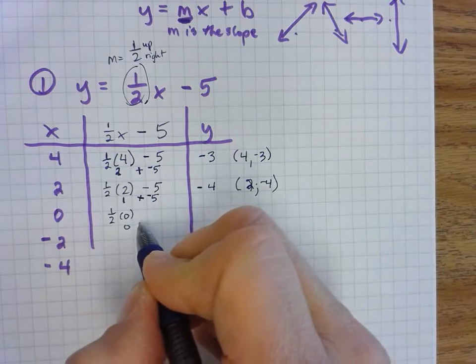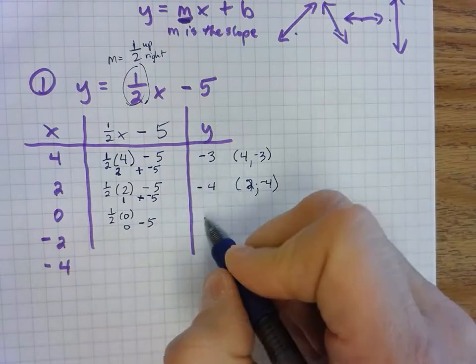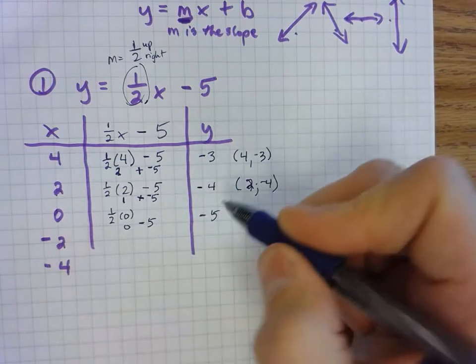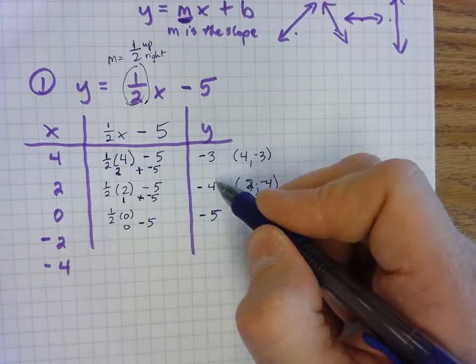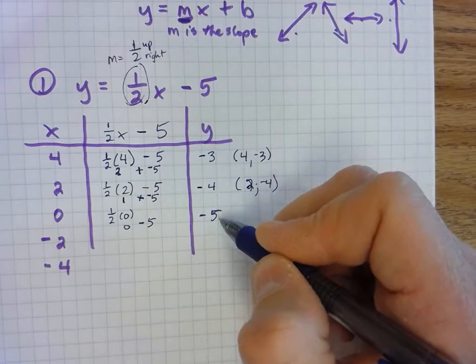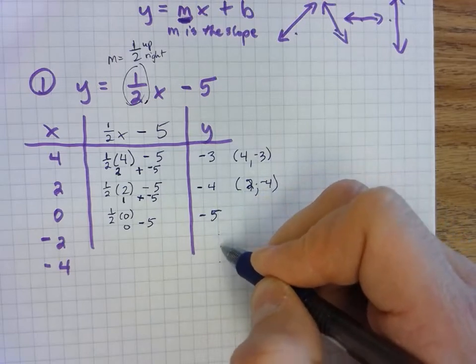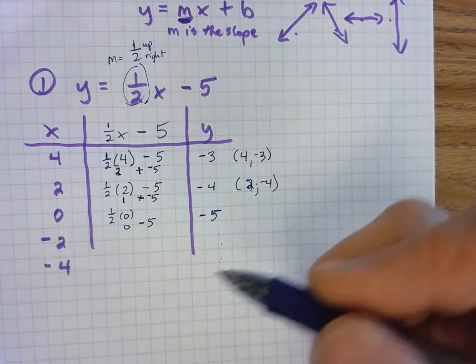0 minus 5, easy enough. 0 minus 5 is negative 5. You probably see a pattern developing over here. We got negative 3 for that one, negative 4, negative 5. If you had to guess, I bet you can guess what the next two answers are. We'll see if you're right.